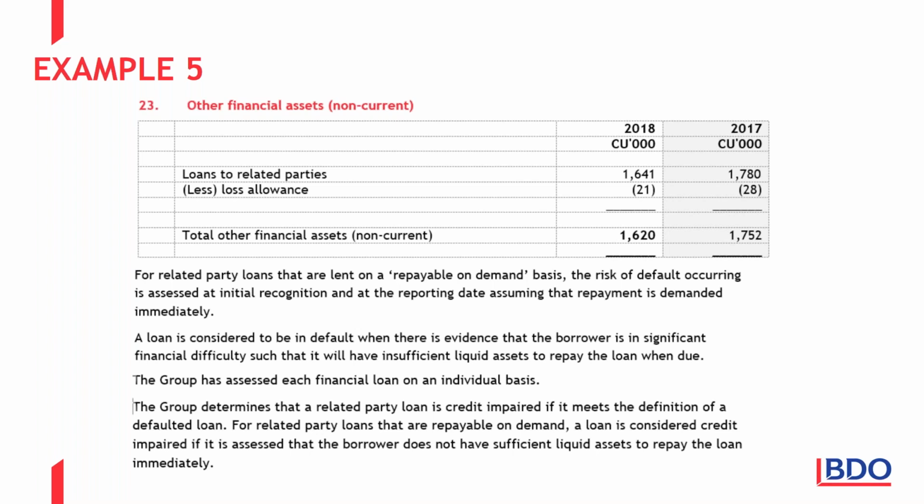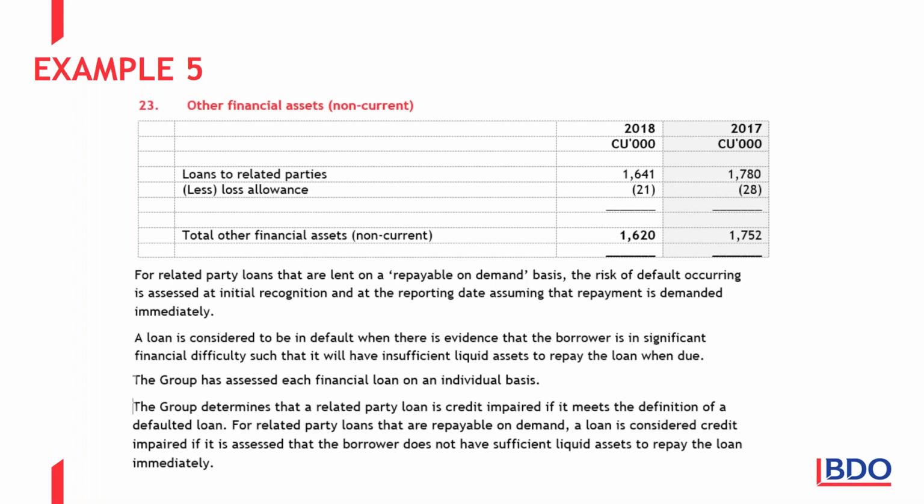They do this on an individual basis, which is also very important, because generally under your trade receivables, you're doing a portfolio assessment of loss. But on loans to related parties, they're telling the user that they actually look at them individually. So it's really important. And then they actually talk about credit impaired when it meets the definition of a defaulted loan. So they once again reconcile that back to the question, does the entity have sufficient liquid assets to repay at the reporting date? And that's the important judgment there.